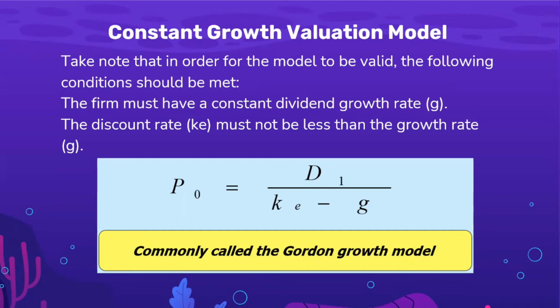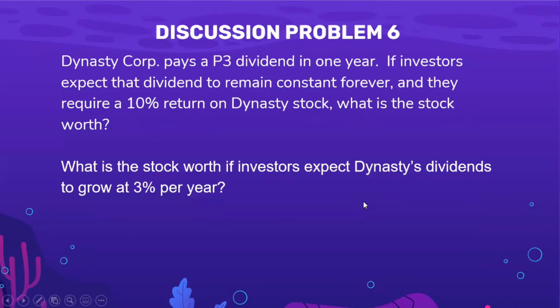So P sub 0 equals D sub 1 over the required rate of return minus the dividend growth rate. We also call this the Gordon growth model. So again, let's apply that concept in order to cement our understanding. Let's have problem number 6.